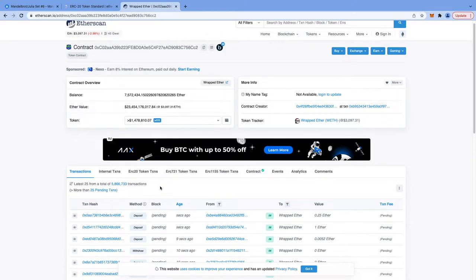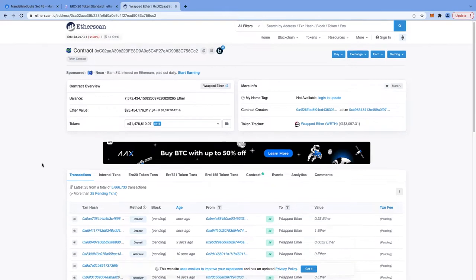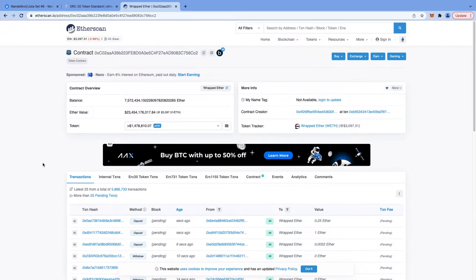And since this contract has proved to be trustworthy, better use this contract rather than reinventing the wheel and writing your own contract. Now you can also see there have been around 5.8 million transactions with this contract.